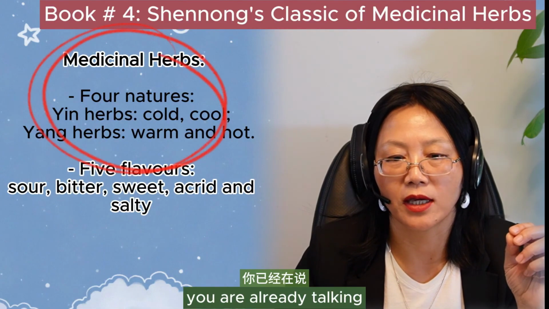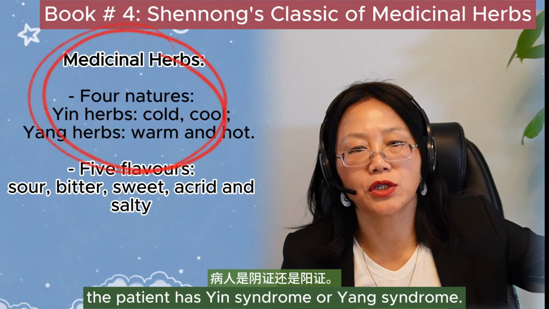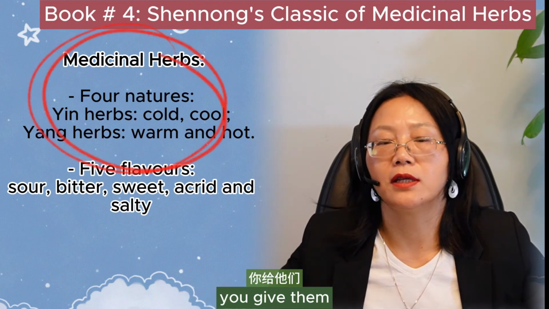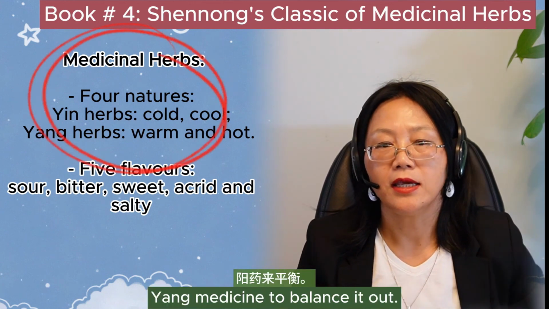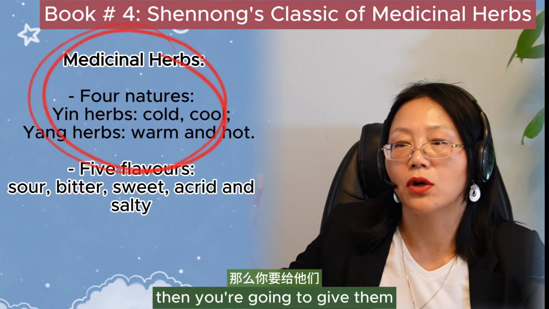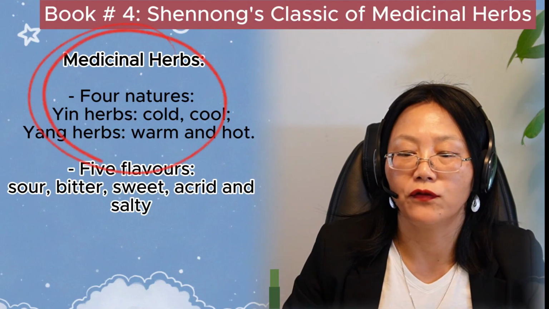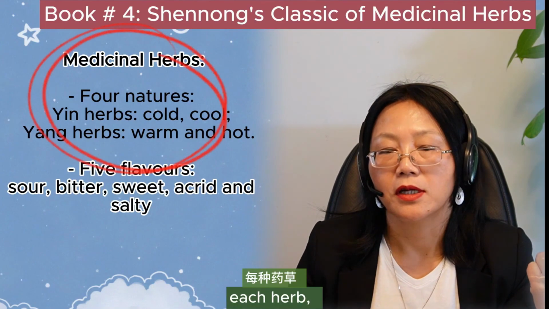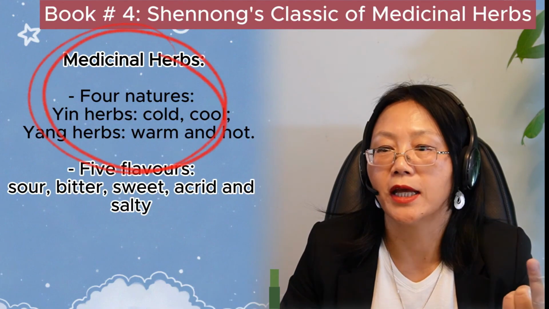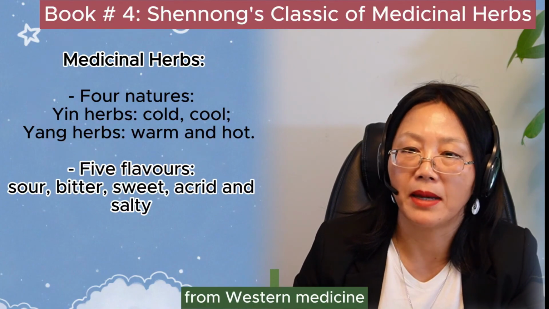Basically, when you're treating a patient, first you will know whether the patient has a yin syndrome or a yang syndrome. If it's a yin syndrome, you give them yang medicine to balance it. If people have a yang syndrome, like feeling hot all the time, then you give them cold medicine, yin medicine. That is the difference. Each herb has either a cold, hot, warm, or cool nature. They have a certain nature. This is very different from Western medicine.